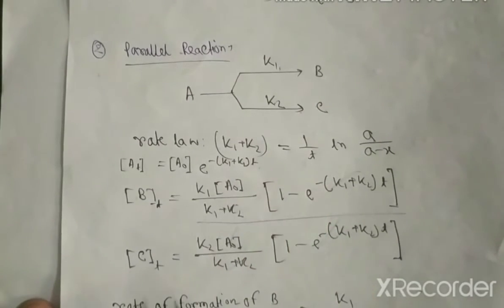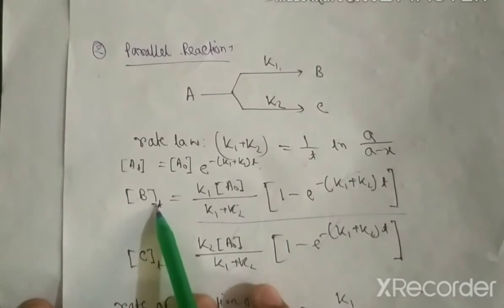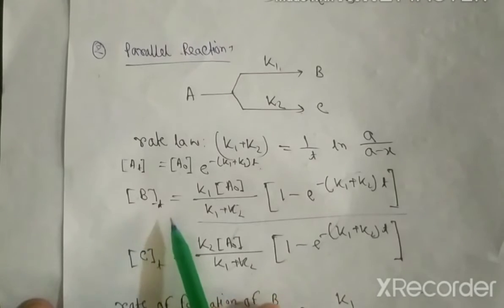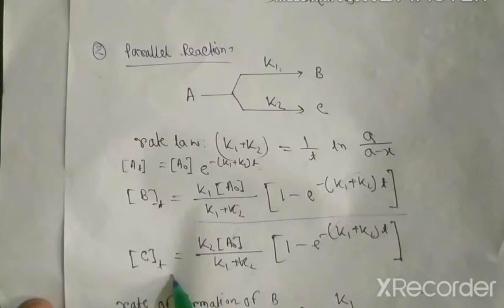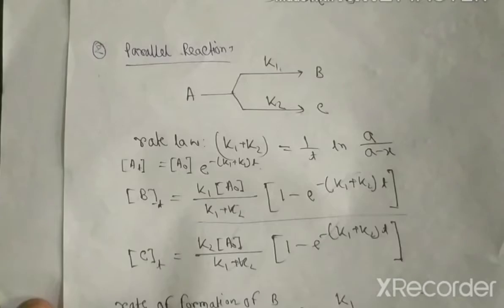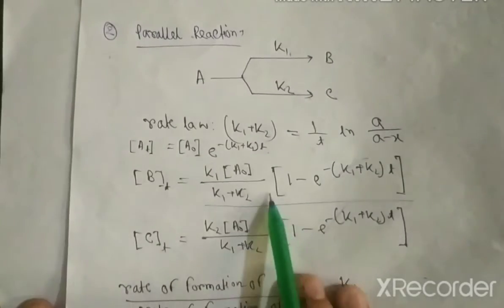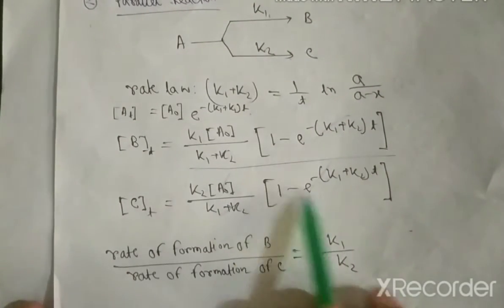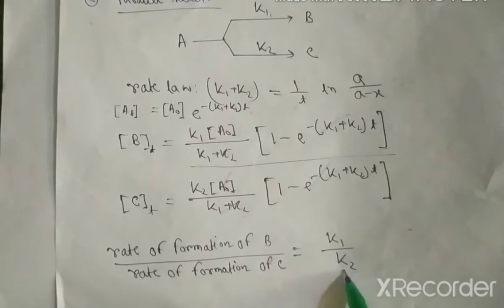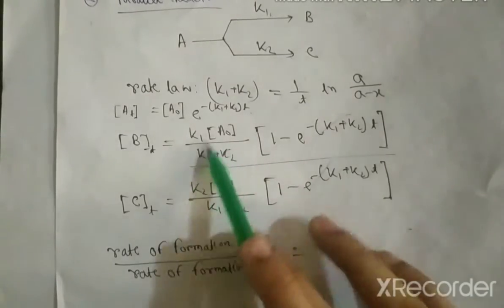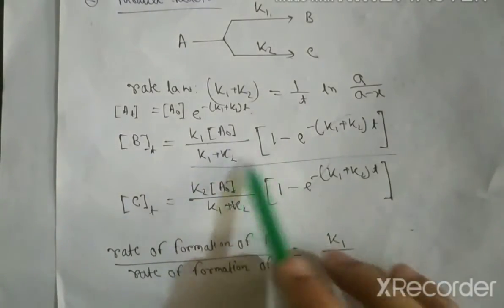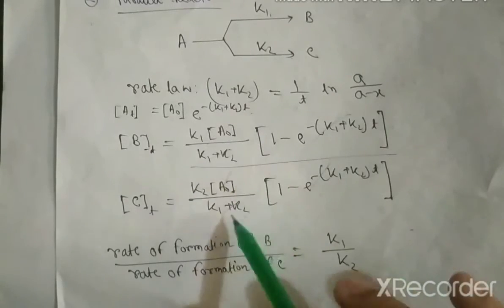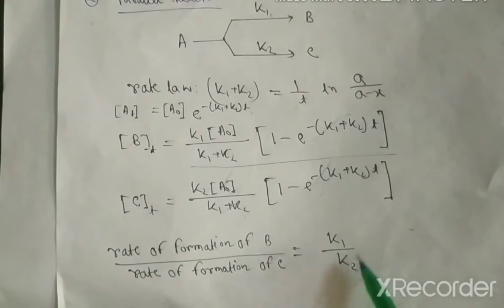Hence if we divide the concentration of B at time t by the concentration of C at time t, that is, the rate of formation of B by the rate of formation of C, it is equal to K1 by K2, because only K1 and K2 are different and the other parts are the same. Hence the other parts cancel out, and the only remaining term is K1 by K2.